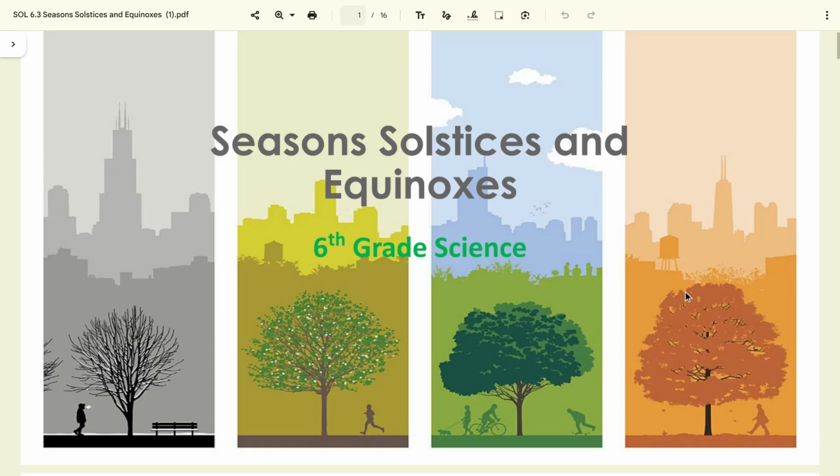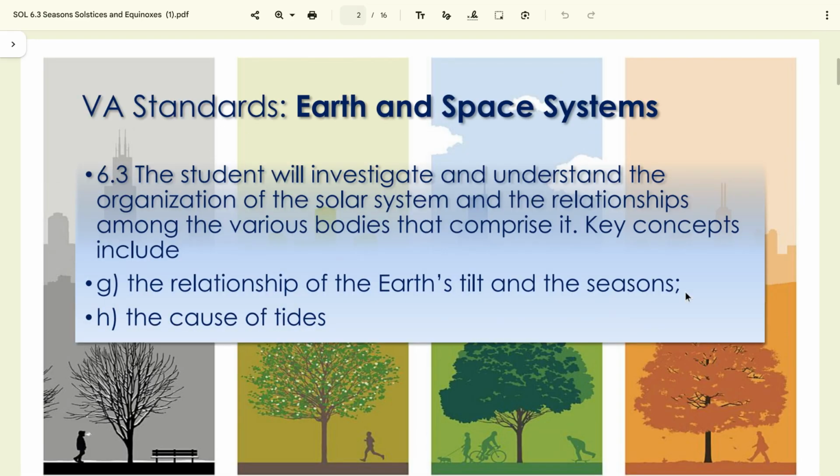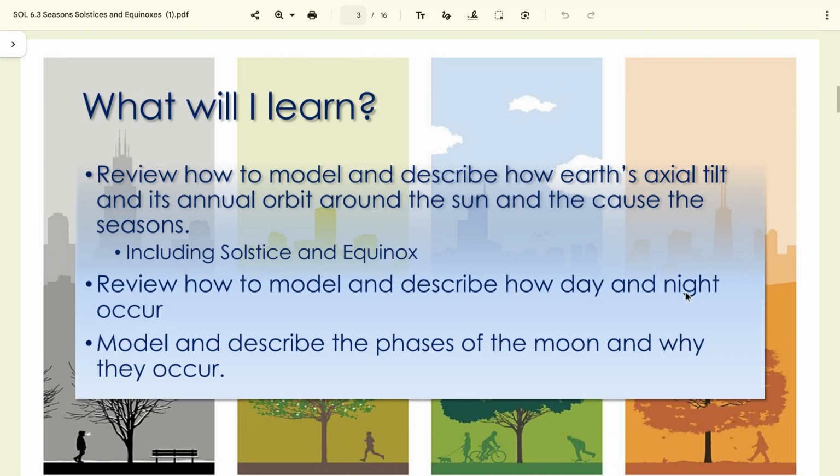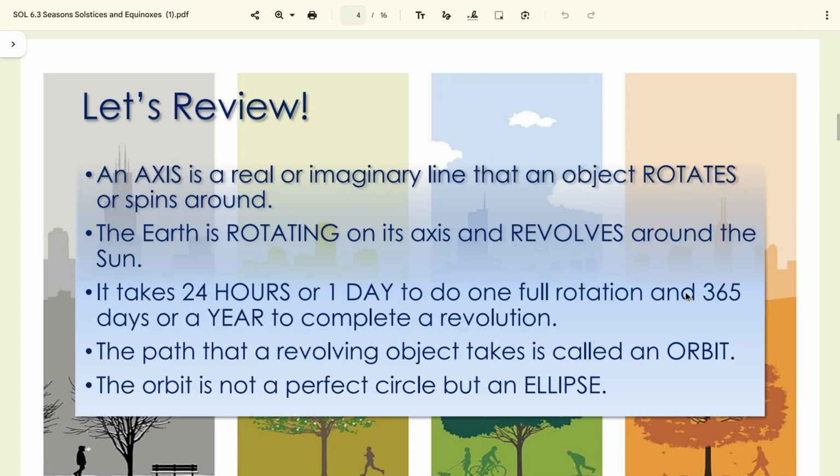Okay, seasons, solstices, and equinoxes. Following right off of the fact that we talked about rotation and revolution. We're going to review the axis and the tilt, and day and night, like we just talked about. And remember, an axis is that line, in the case of the Earth it's imaginary, that the Earth is spinning around. It's rotating on the axis, but it revolves around the sun. That 24-hour day is the rotation. That 365-day year is the revolution on an orbit around the sun.